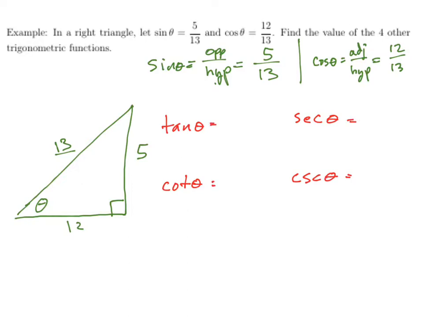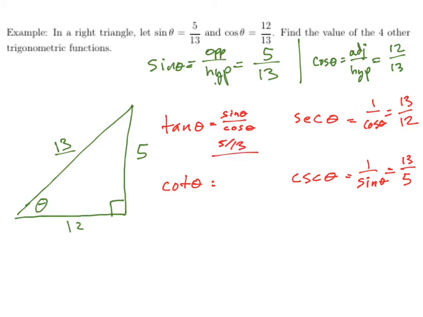Now, we don't necessarily even need to use the triangle here, but the triangle is just going to confirm our solution. We know that secant is the reciprocal of cosine, so that's just 13 over 12. Cosecant is just the reciprocal of sine, so that's going to be 13 over 5. To figure out tangent, we're going to do sine theta over cosine theta. Well, sine theta is 5 over 13 all over 12 over 13. The 13's cancel, we get 5 over 12 there.